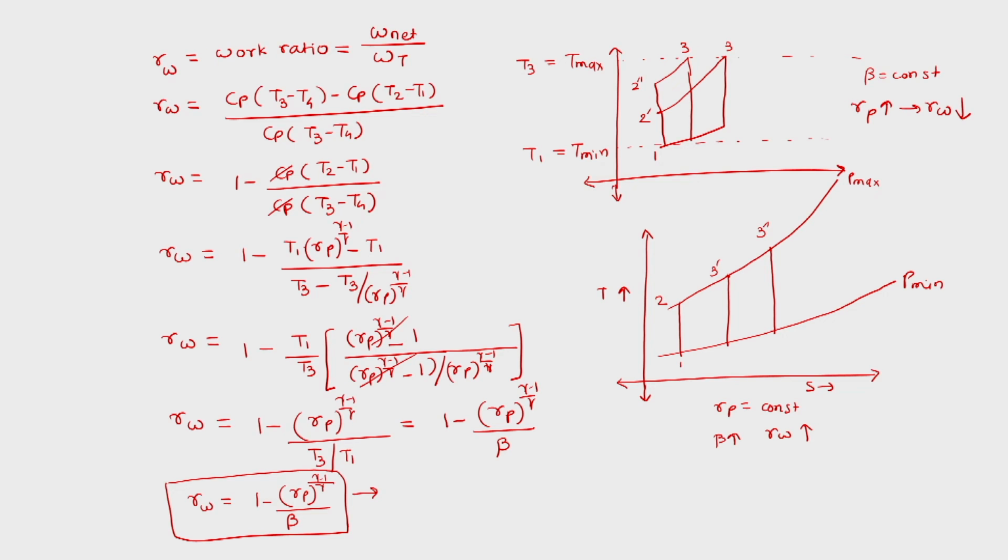In that case we have to compare with work ratio, and we can define the cycle to be good which has a higher work ratio, since a higher work ratio means the cycle is less sensitive to the component efficiencies, that is turbine efficiency and compressor efficiency. So this is what we have to discuss.